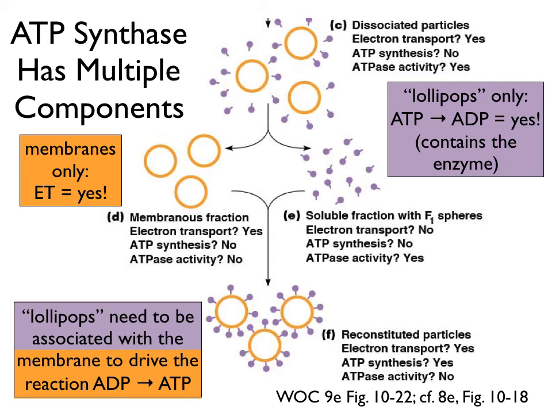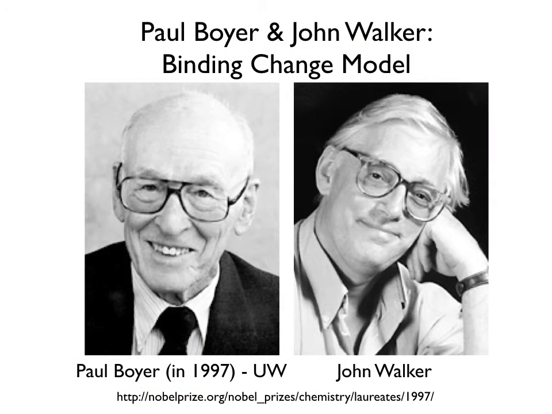Right, now I told you that UW was at the forefront of some of the metabolic studies, including iron-sulfur proteins. It turns out another UW scientist was at the heart of figuring out in detail how ATP synthesis works in the system. And that's Paul Boyer. Paul Boyer and John Walker developed something called the binding change model. Paul Boyer was a professor at UW-Madison and won a Nobel Prize for this work.